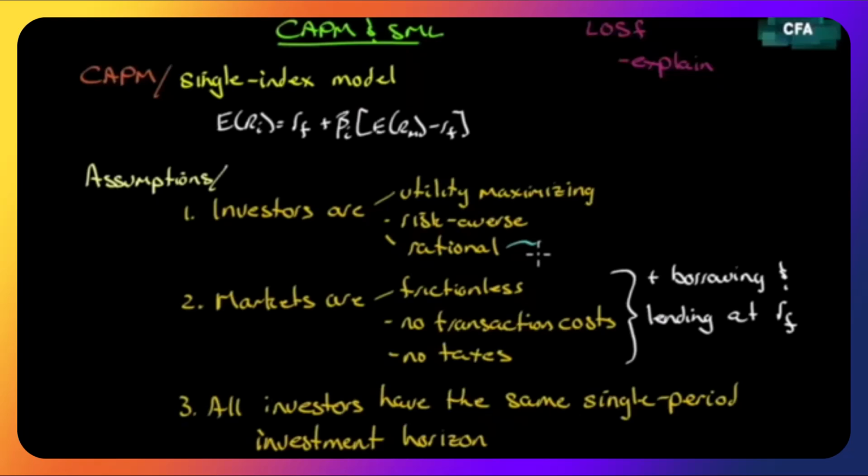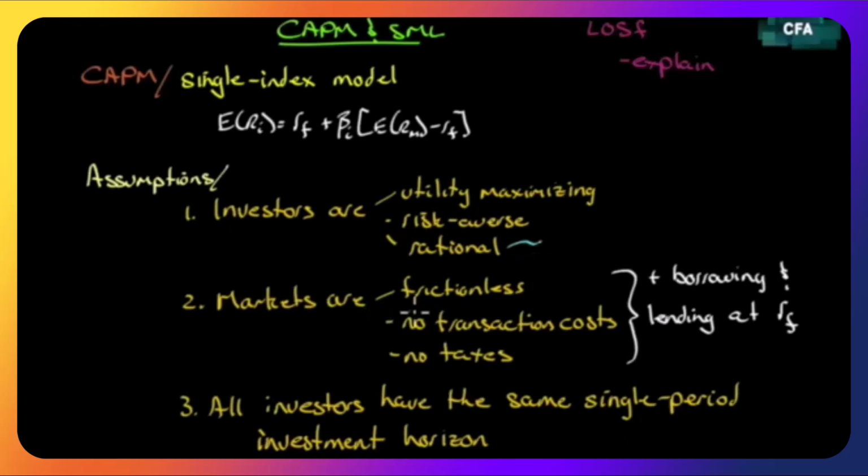Number two, markets are frictionless, no transaction costs, no taxes, plus borrowing and lending at the risk-free rate. Now, this doesn't necessarily have to hold for everybody. I'll tell you something, it certainly doesn't hold for me. I cannot borrow and lend at the risk-free rate. I pay taxes. I have transaction costs. But all it has to do is for some very large institutions, some very large players that represent a large market share of what happens in the marketplace.